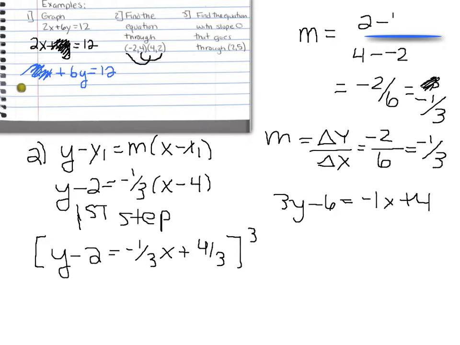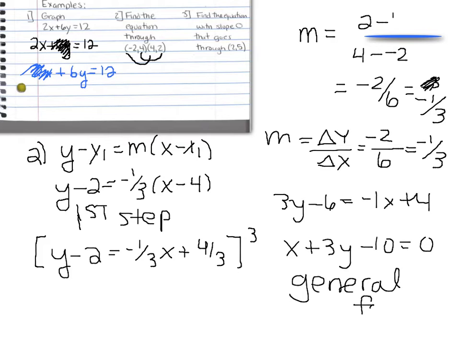Then move the x and the 4 over to the right. This is the general form of the equation, and you're not going to be able to get the general form unless you first do some work, and that work is going to include finding the point-slope form first.